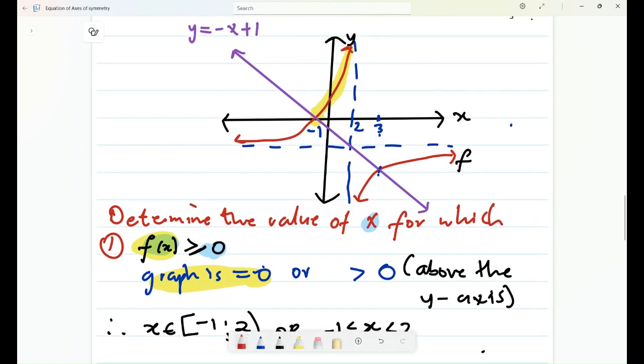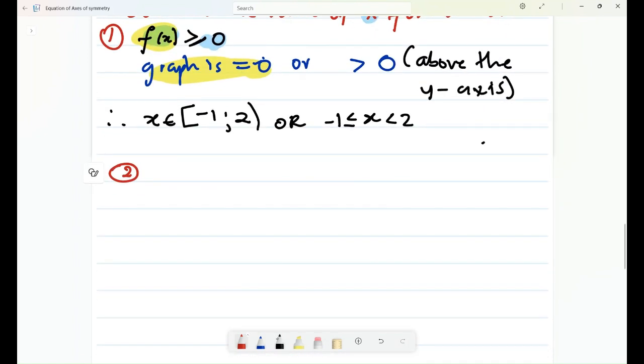Number 2, let's have a question. Maybe the examiner said, let's say just f of x is less than 0. F of x less than 0 means determine the values of x for which the graph of f is below the y-axis.